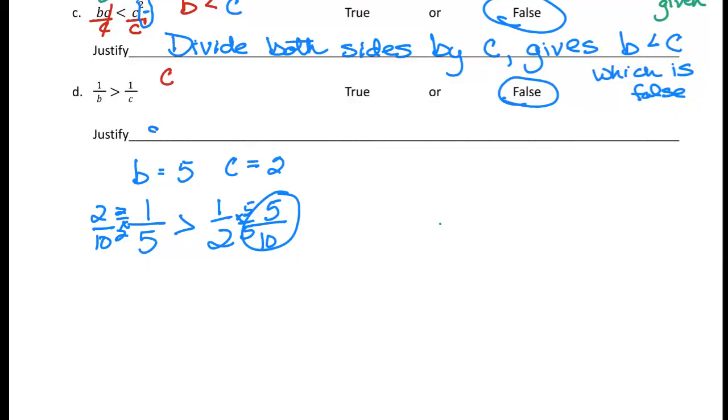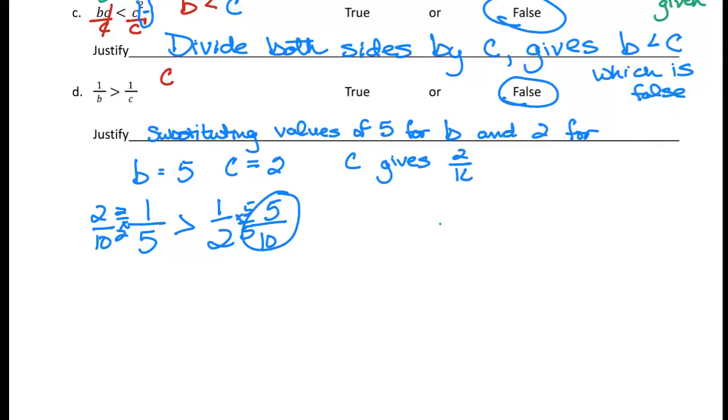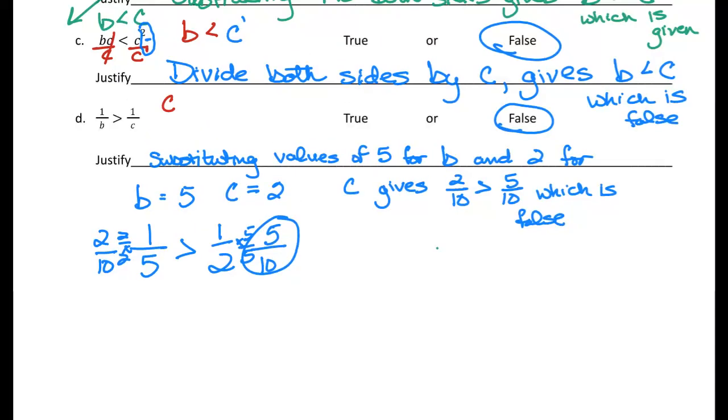Okay, you can say substituting values of 5 for B and 2 for C gives 2/10, which is greater than 5/10, which is false. Now, is that exactly what everybody needs to put? No. It could be something similar.